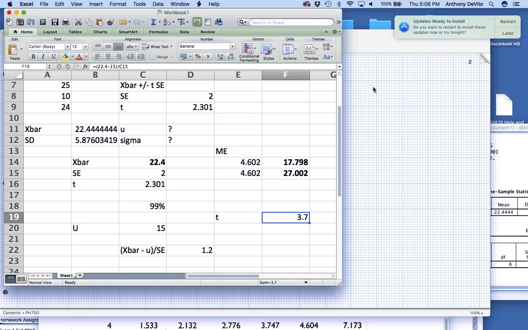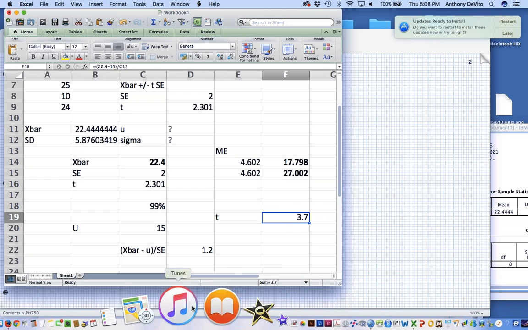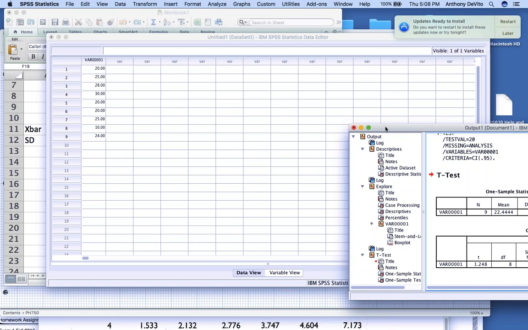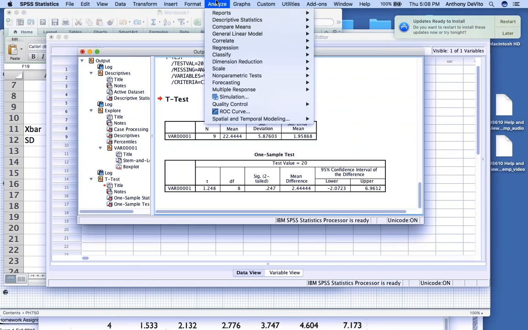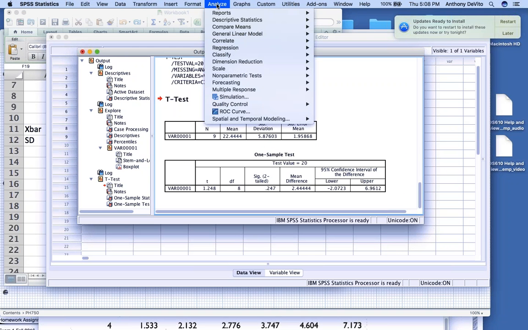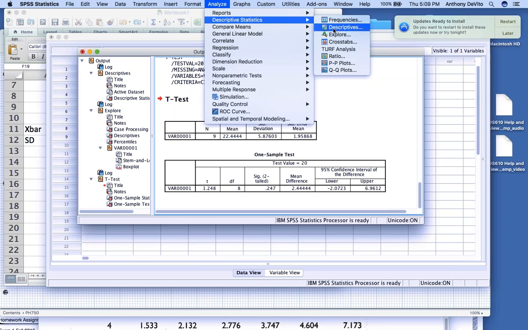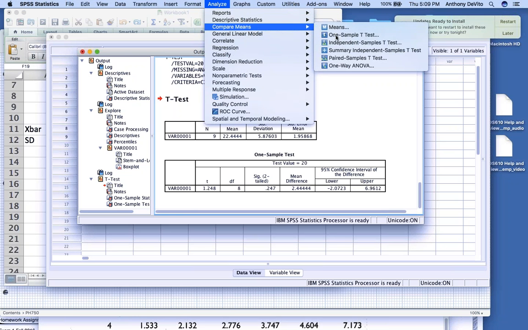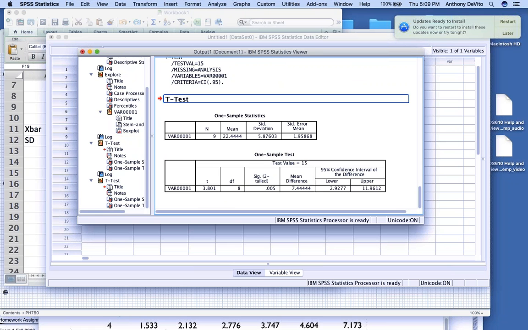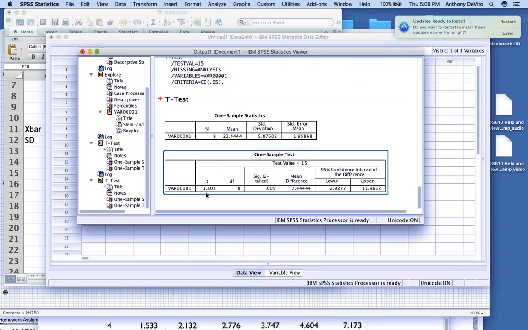Okay, so let me go back to SPSS and do that same test with 15. Keep in mind, numbers are going to be a little bit different because I took the liberty of rounding that to 2 in Excel. Analyze, Compare Means, one-sample t-test, and this time I'm going to compare it to a known mean in Utah of 15. I'm going to click OK, and this time my t-score comes out to be 3.8.